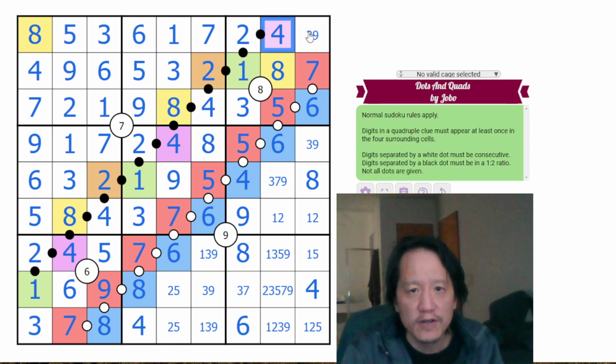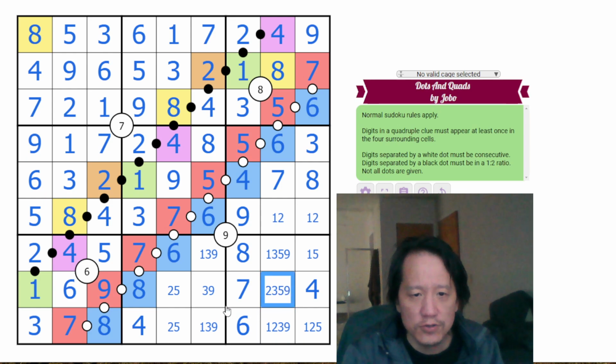9, 5, 9, 3. This can't be 3 or 9, this is a 7. This can't be 3, so this is a 7. No 7 here, no 9s, so this is 3. This can't be 3, this is 2 or 3. This can't be 3, this can't be 3.